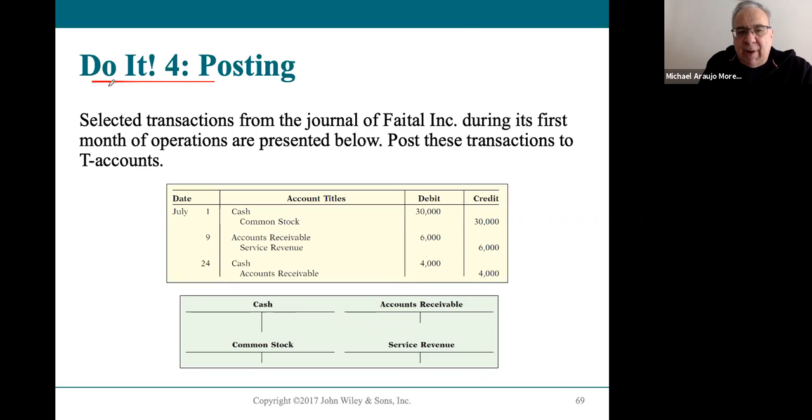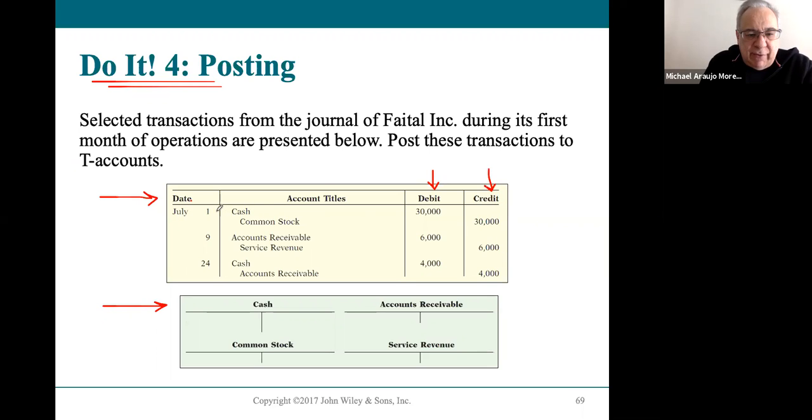Your book also gives you a do-it exercise by giving you a journal up front and asking you to post into this sort of makeshift ledger. So I'll do a few of them with you here. I'm not really the best at writing with my finger here, but I will show you how I would approach it. The dates are important as well as the amounts. If it's on the debit side here, it's going to be on the debit side of the account when we post it. If it's on the credit side, it'll be on the credit side of the account.